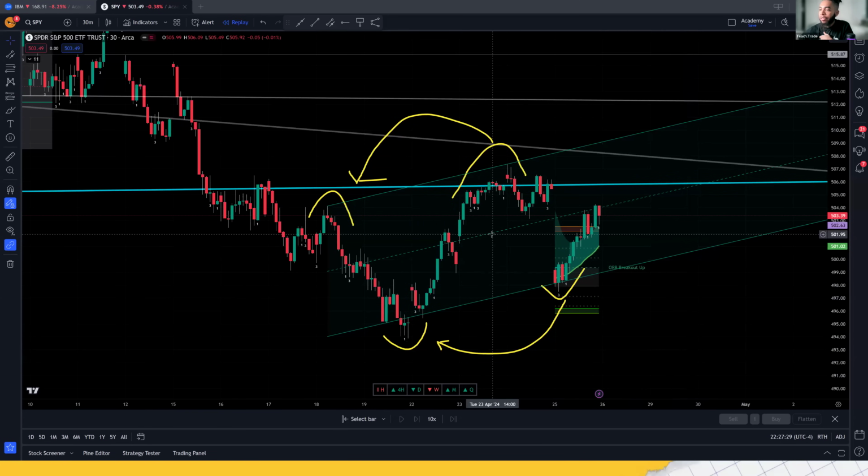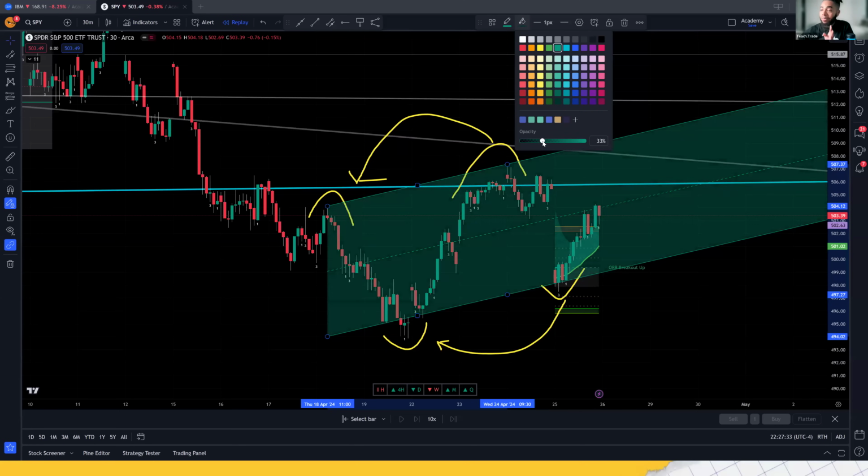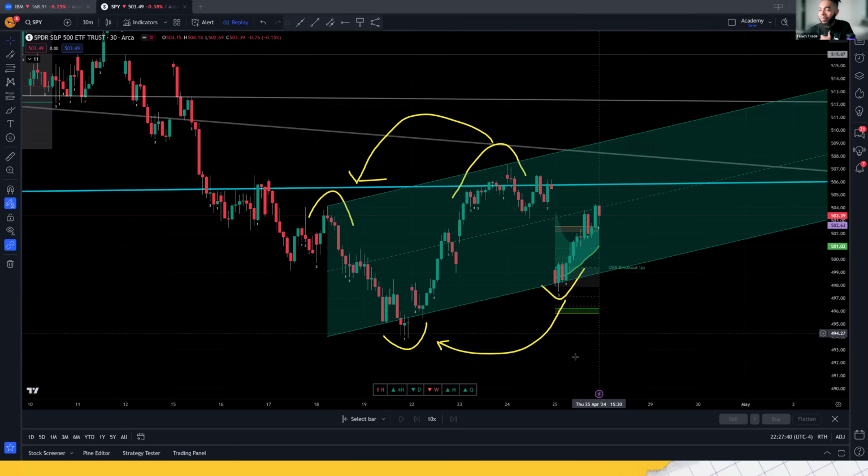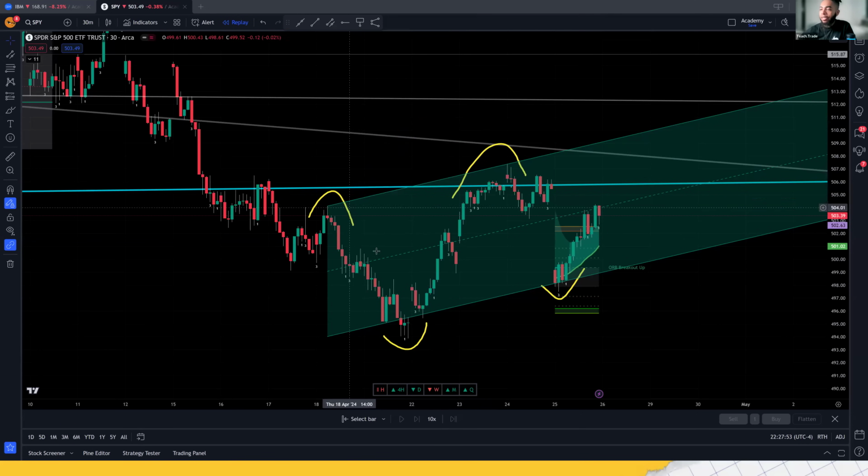So I drew this little green thing. I'm getting way advanced, or not. I'm not advanced, but there's a strategy here that can get real advanced that some people watching today may already know because they were part of the academy. This is just illustrating why SPY is still in an upwards trend, right?